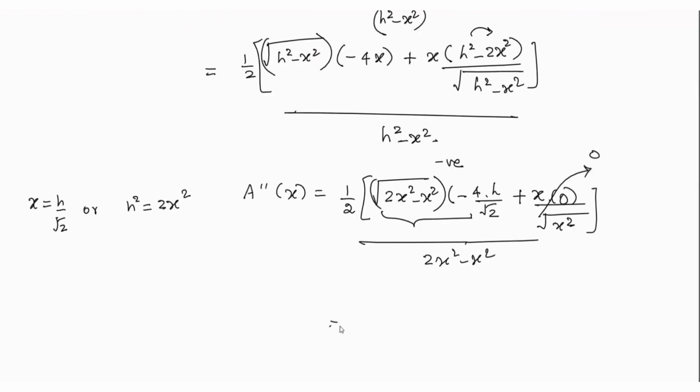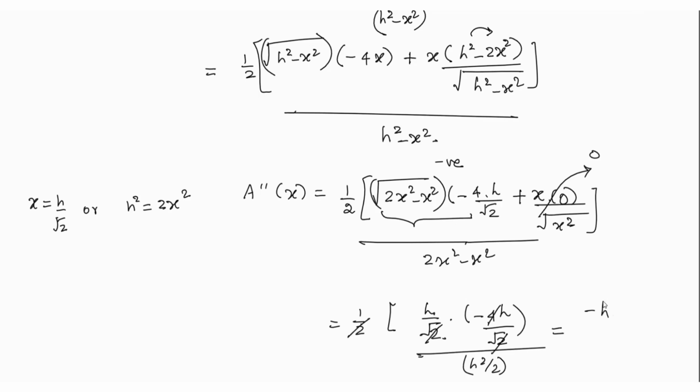So as you can see, this is half into root of x square, which is x, into, again, x we can write as h divided by root 2, and then minus 4h divided by root 2, the whole divided by x square, or rather that can be written as h square by 2. So what happens here is this half and this 4 get cancelled. So you'll be left with minus h square by 2. So the value is negative.